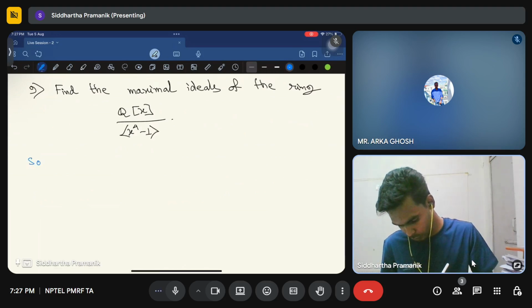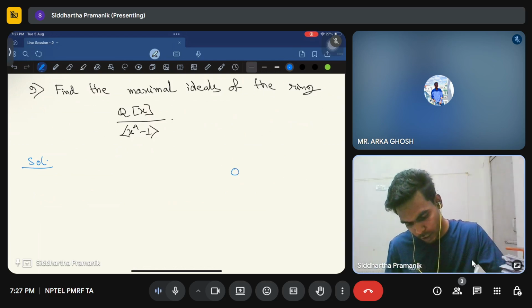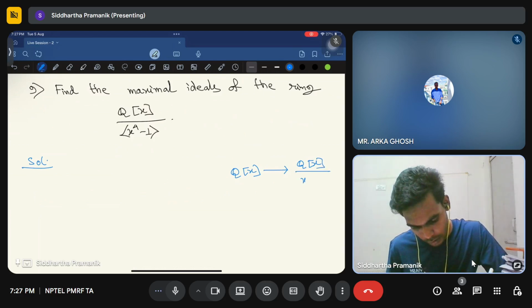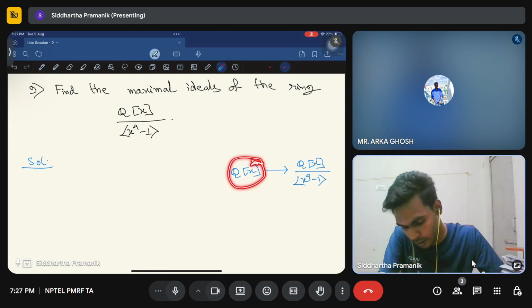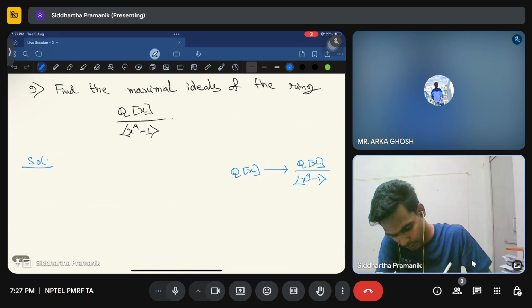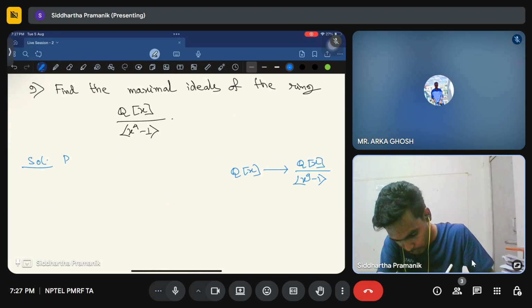So how to do this thing? This is basically the quotient ring of Q[x], where we are taking modulo x power 4 minus 1. There is a relation between the maximal ideals of a ring and the maximal ideals of the quotient of this ring. And what is that? This is called the correspondence theorem.